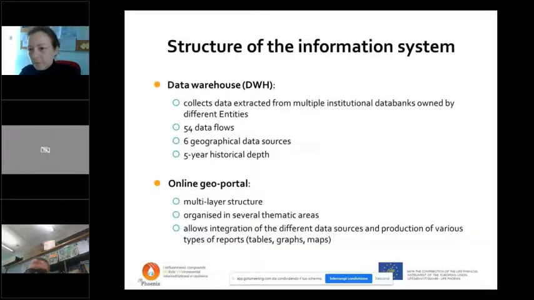The structure of the information system is composed of two components. The data warehouse, which collects data from multiple data banks, includes at present 54 data flows and 6 geographical data sources, and has a 5-year historical depth. And then there is an online geoportal, which has a multi-layer structure, is organized in several thematic areas, and allows integration of the different data sources and production of various types of reports.